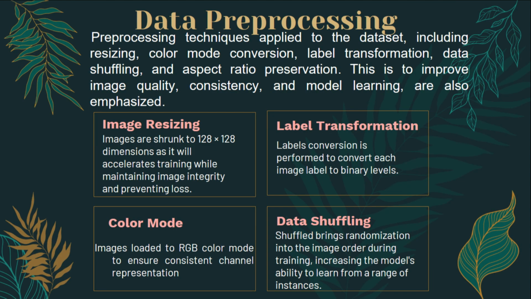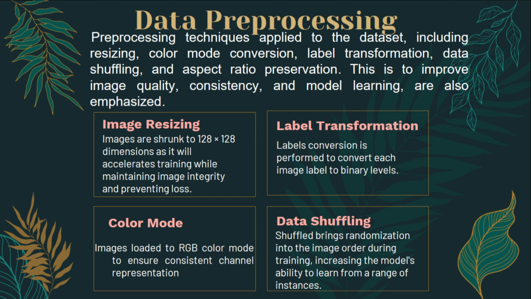As a next step, data preprocessing is taken, and the techniques involved were resizing, color mode conversion, label transformation, data shuffling, and aspect ratio preservation. This is important because it can enhance the image quality and consistency, and it can train the model well. In image resizing, the image is shrunk to 128 by 128 dimensions because it will maintain the image integrity and prevent loss.